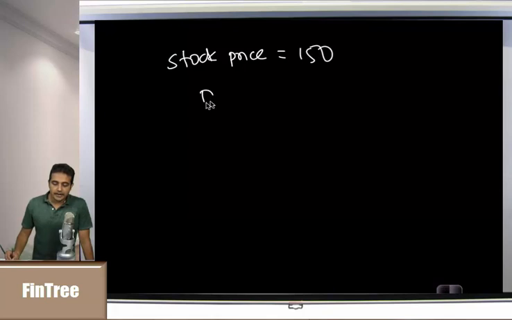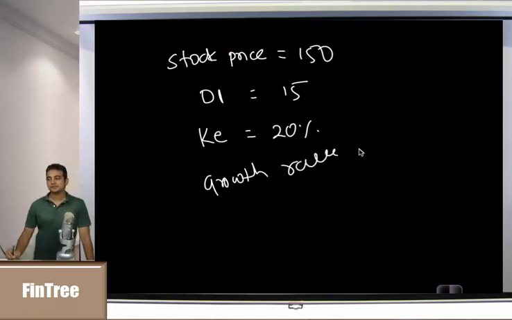Let us say current stock price is 150. Expected dividend at time 1 is 15. Cost of equity is 20%. What is the implied growth rate? Assuming Gordon growth model.